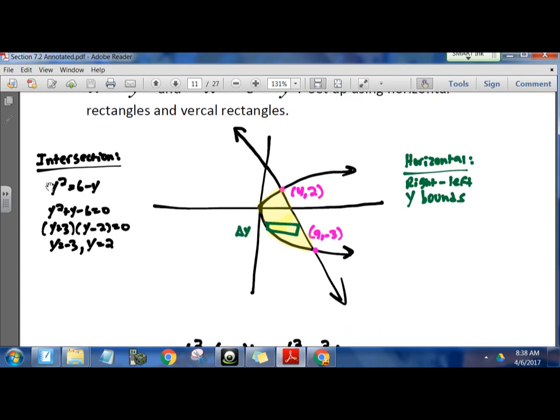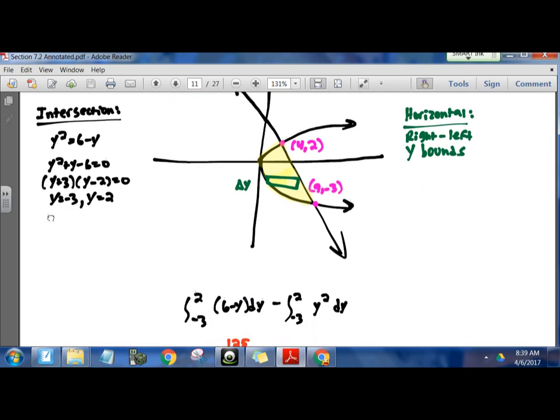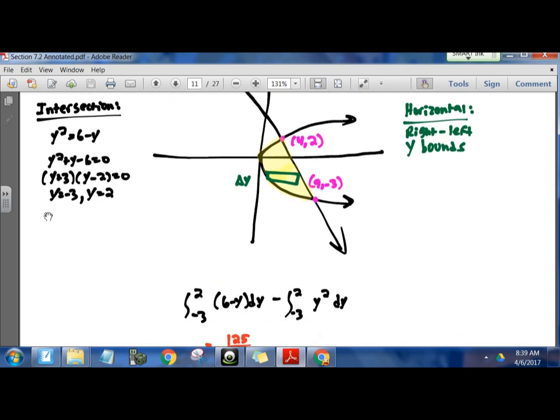So, a horizontal rectangle will be right minus left using y everything. Y bounds, y variables, y respect. So, my rectangle that I drew is right in here. Guys, I recommend you draw the rectangle because it's going to help you see what's right and what's left, especially when the regions get more complicated. Okay? So right minus left, it's very simple in this problem. The right curve is the linear curve, that's the first curve, 6 minus y. And the left curve is the parabola right here. And the parabola is just y squared.